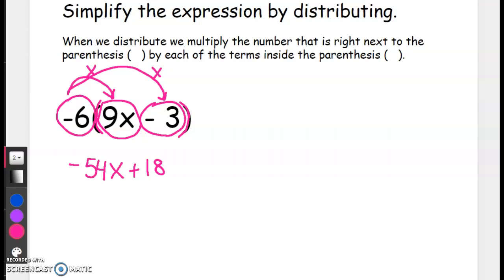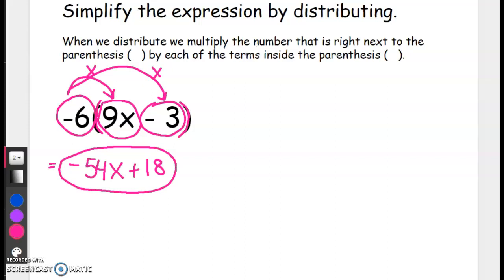Okay, then I'm going to ask myself, can I combine, do I have any like terms? So after we distribute, our next step to simplifying an expression is to check for combining like terms. I don't have any like terms. This first term has an x in it. The second term is just a plain number. So this is as far as I can simplify my expression. So that's my final answer.